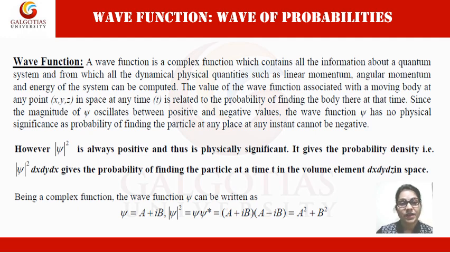A wave function is a complex function which contains all the information about a quantum system, and from which all the dynamical physical quantities such as linear momentum, angular momentum and energy of the system can be computed. The value of the wave function associated with the moving body at a point x, y, z in space at any time t is related to the probability of finding the body, that material particle, there at that time.